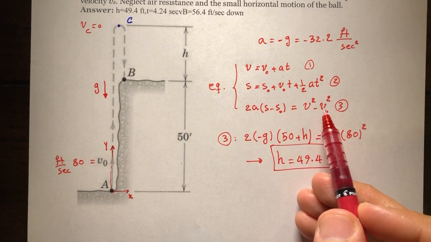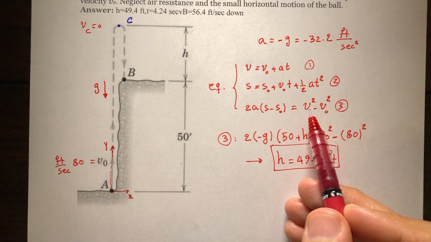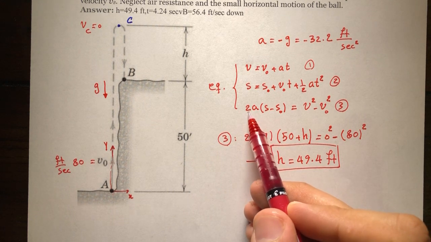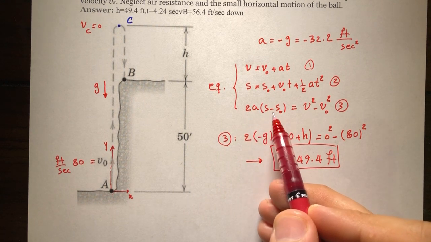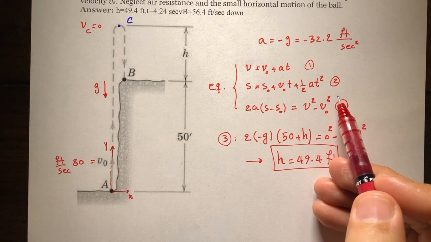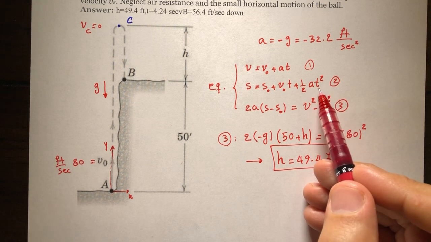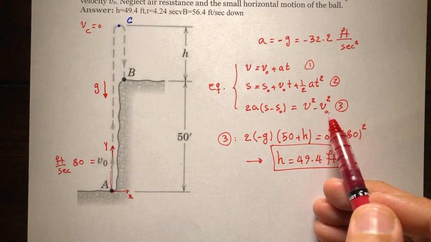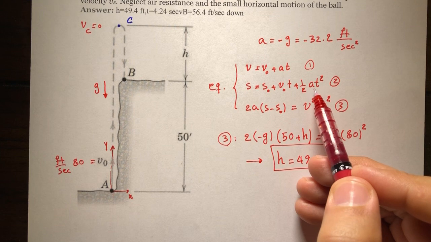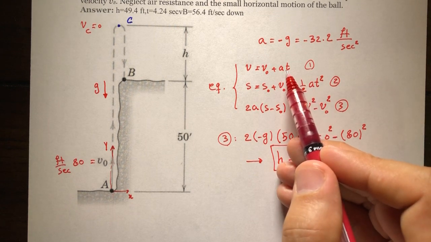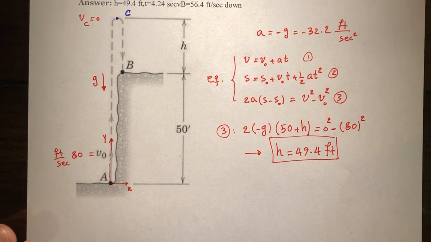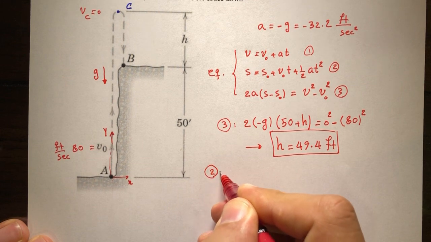And I can use the third equation to find the velocity, because velocity at b squared minus initial velocity squared is going to be equal to 2 times acceleration, which we have, and the displacement s minus s0 is going to be 50, right? So I can use the second equation to find the time, and also I can use the third equation to find the velocity. Or after finding the time from the second equation, I can put it in the first equation to find the velocity at b. That's another option. So let's start from the second equation to find the time.